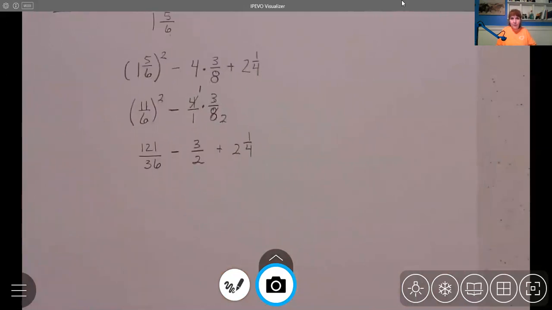So here you've got a choice. You could make this improper and get a common denominator with all three of them. You could do that. You could change these here to a mixed number, and then you could add and subtract. Okay, you would subtract these first and then add the 2 1/4, which is probably what we're going to do. I'm going to go ahead and change this to a mixed number, change this to a mixed number, and then I'll add and subtract as I come to it.